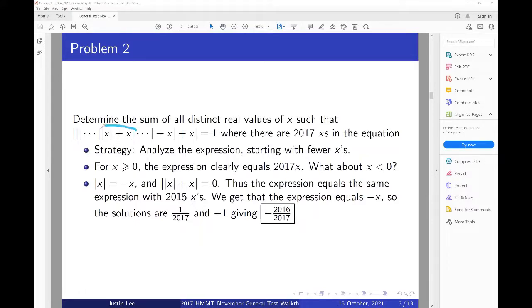Because this thing here is equal to 0, whenever you have such an expression, say with 2017 x's, it's equal to the same thing without the innermost two x's. So this simplifies to 2015 x's, which simplifies to 2013 x's, and so on. The expression just equals the absolute value of x, which is negative x. So the solutions are 1 over 2017 and negative 1, giving the value negative 2016 over 2017.